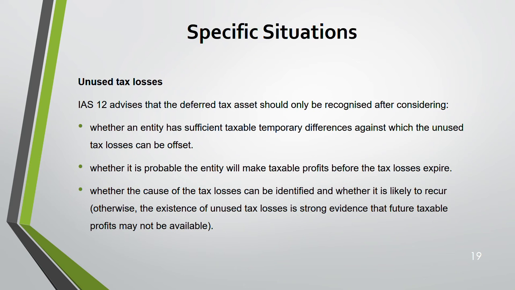That is recurring. Otherwise, the existence of unused tax losses is strong evidence in itself that future taxable profit might not be available. If you're continuously having 5 years of unused tax losses, it's very, very likely that you're not going to have a taxable profit.